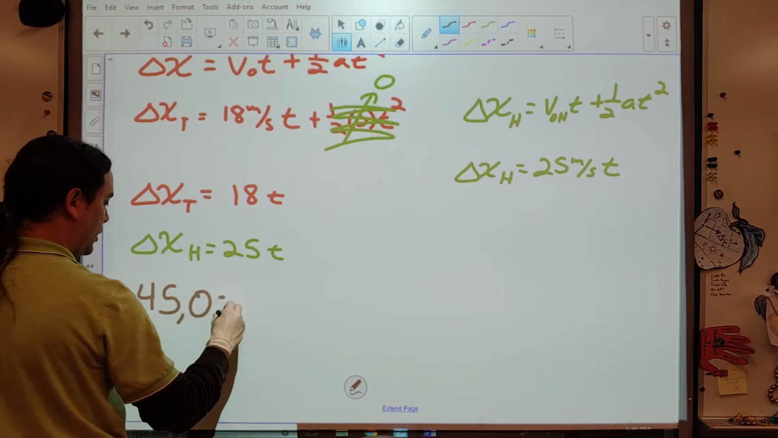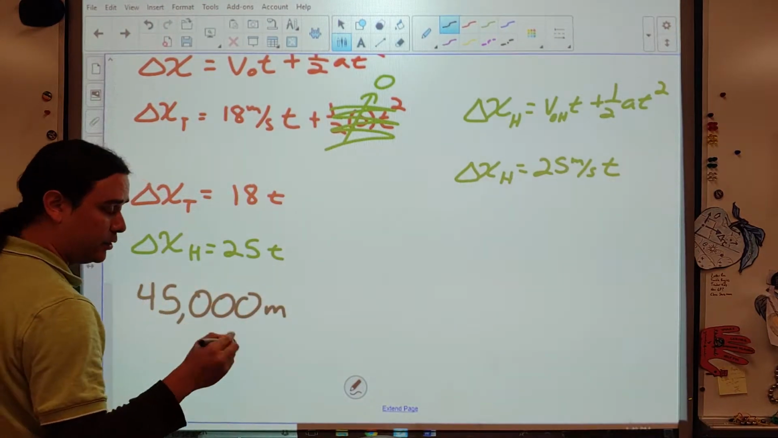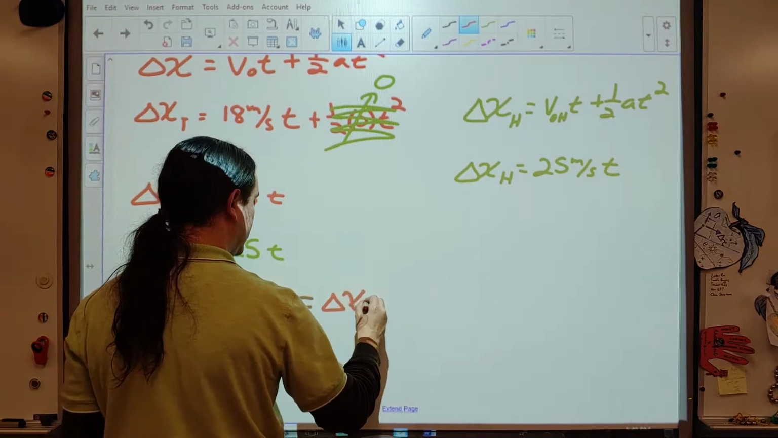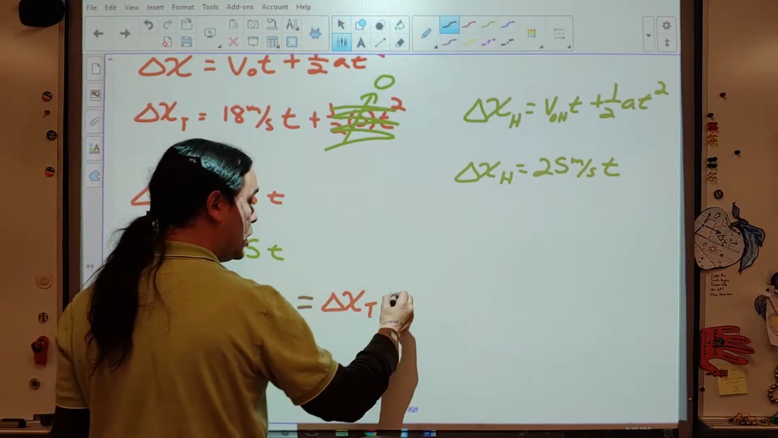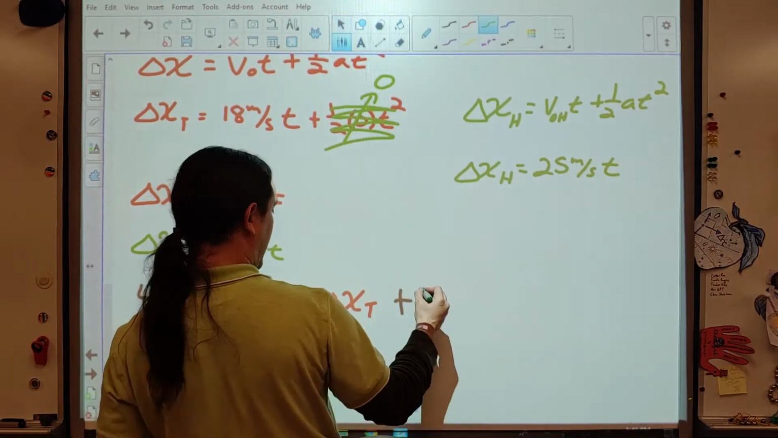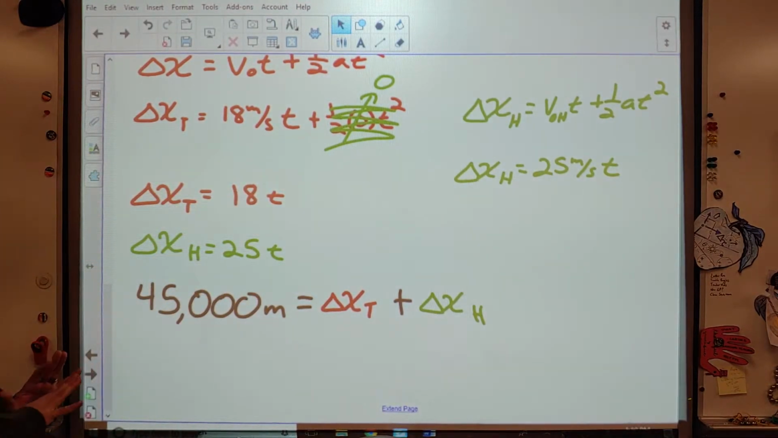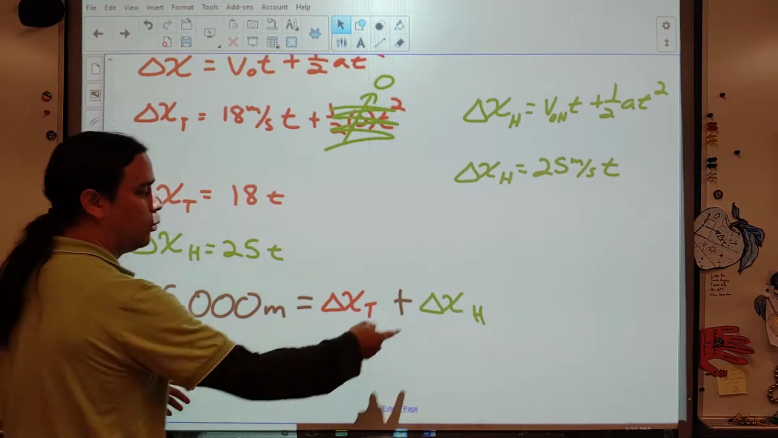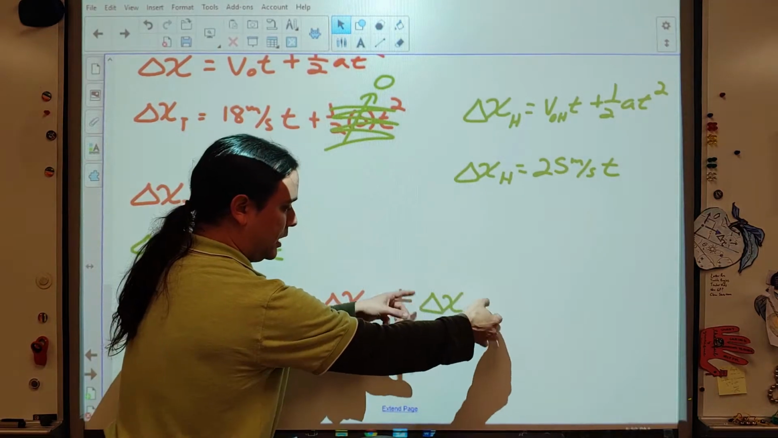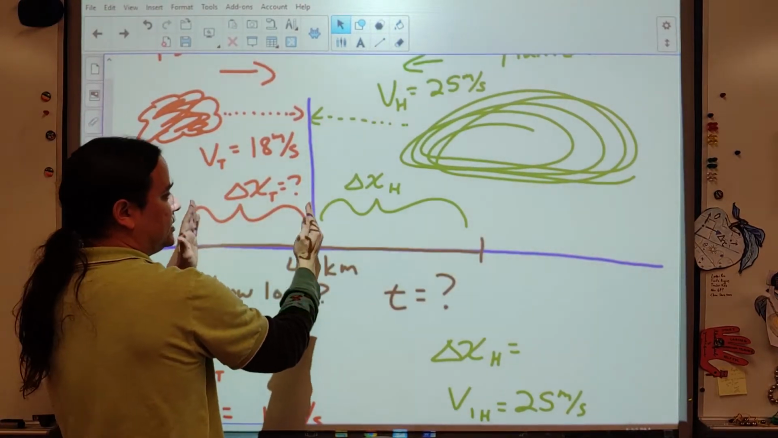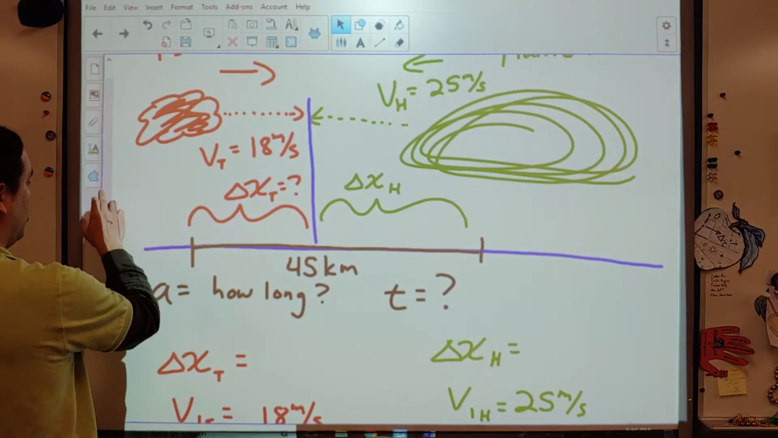45 kilometers, which is 45,000 meters, you're going to have to do a conversion in there, is equal to delta xt, however far the thunderstorm goes, plus delta xh, however far the hurricane goes. Now, if you want to do this by keeping track of the vectors, which is a good way of doing it, it gets a little more complex and you have to be extra careful with your signs. Then one of these would be a minus, because this would be a negative to get them to add together. We know that their magnitudes, whatever this distance is plus this distance, must come up to 45 kilometers.